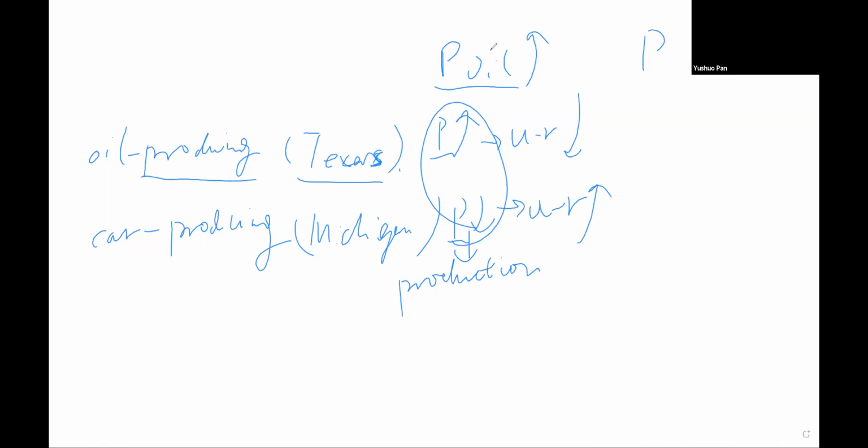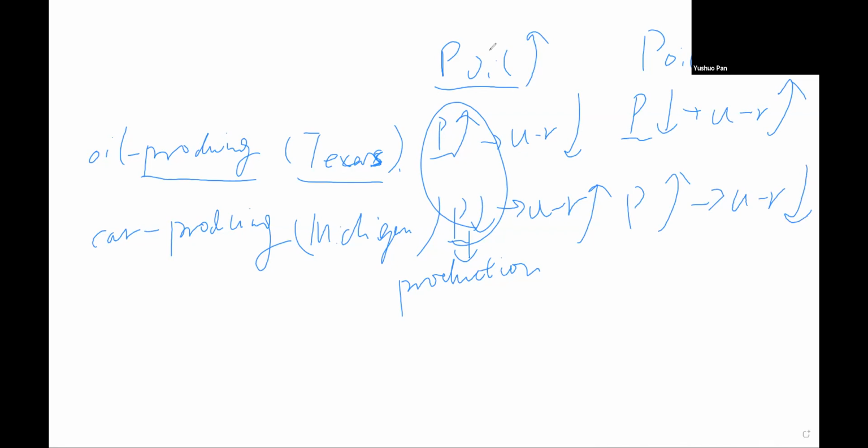And what happens if the oil price decreases? That's the opposite, right? For the oil producing industry or area, the production P will decrease because the revenue decreases, and the unemployment rate will increase. And the opposite for the car producing industry: the production will increase and the unemployment rate will decrease.